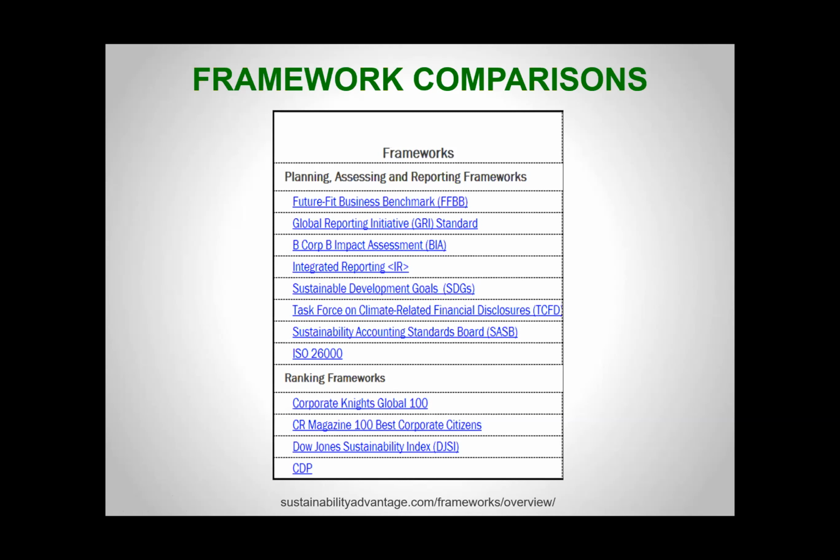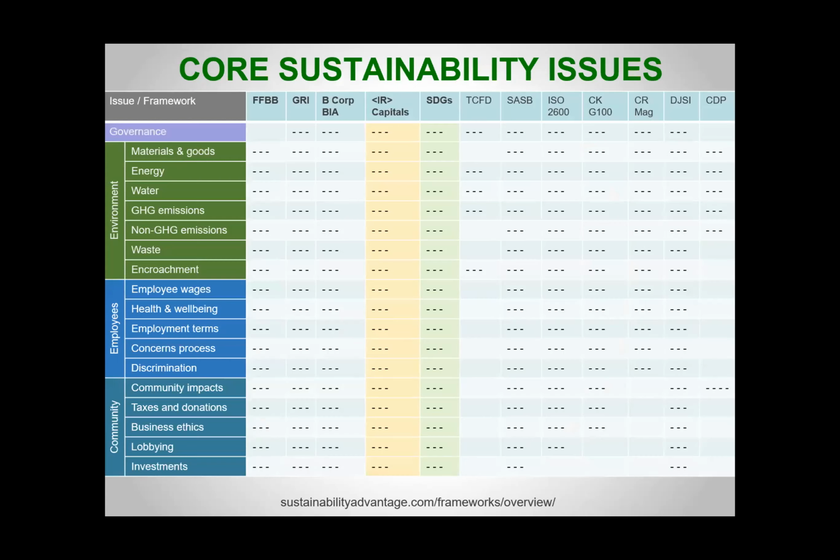So what I wanted to find out was, what are the common criteria? What are the things that they all seem to be talking about? So I created a huge spreadsheet of all of these things. It's available for free, of course, if you want to access it. It's on my website under Frameworks Overview.